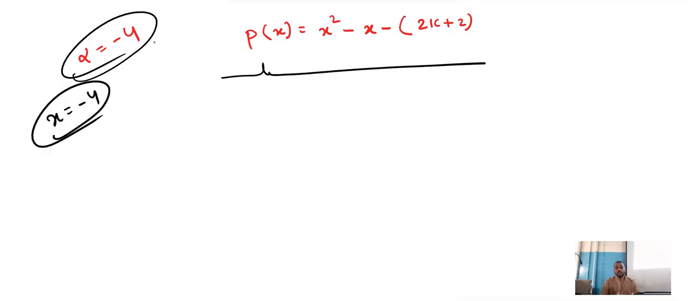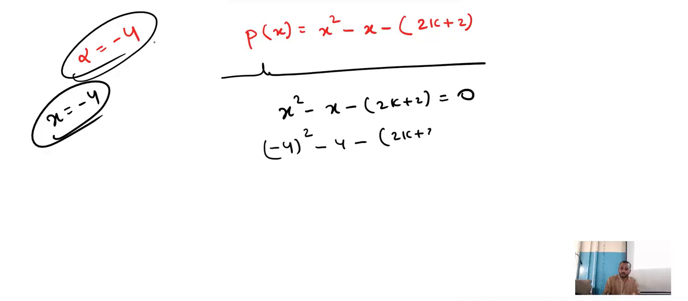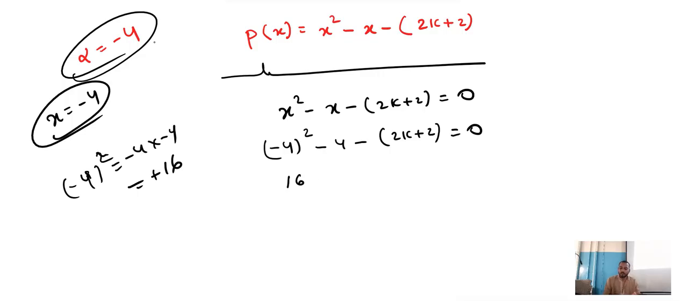Correct? Understood? Now can we write here x square minus x minus of 2k plus 2 is equals to 0. Now in place of x substitute minus 4: whole square minus 4 minus of 2k plus 2 is equals to 0. Minus 4 square is minus 4 into minus 4, plus 16. Minus into minus is plus, 4 4s are 16. The value of x is minus 4, right?